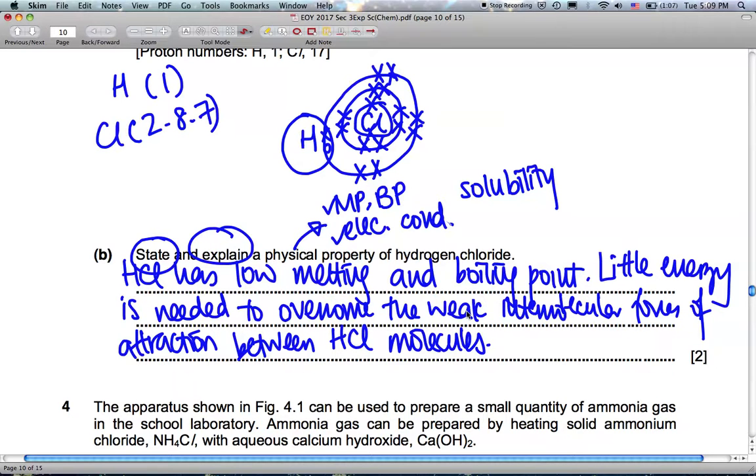Another possible answer is to explain that HCl can conduct electricity in aqueous state, but not in solid or gaseous state. This is the exception compared to other covalent compounds, because HCl dissolves in water to form hydrochloric acid. The reason is that in solid or gaseous state, there are no free-moving ions or delocalized electrons to conduct electricity. However, in the presence of water, H plus and Cl minus ions are formed, and therefore they can move around to conduct electricity.